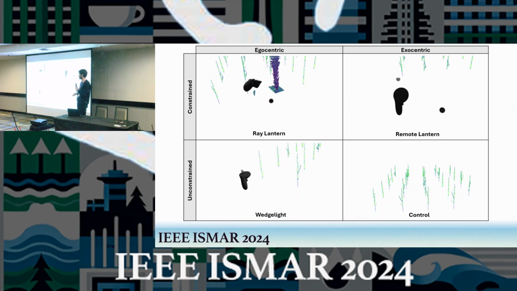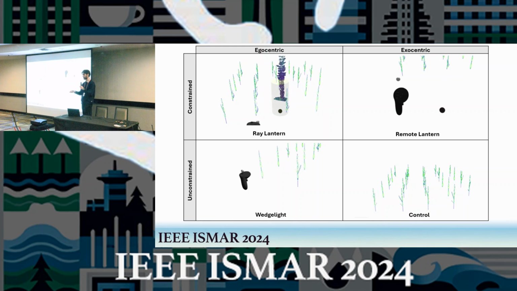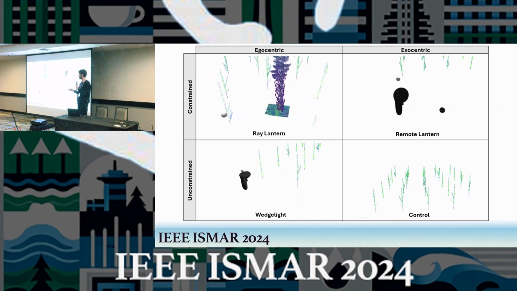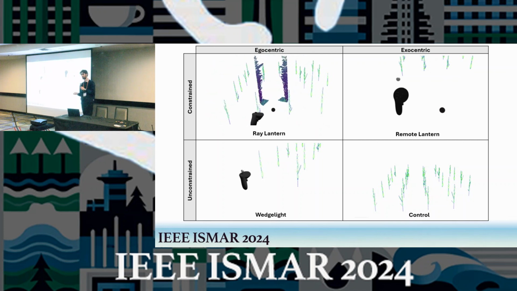So the first of these was ray lantern, lantern for its cylindrical shape, which suited the radiata pine we were assessing. Ray, as it's controlled by a raycast projected from the user's controller. Users can scale the focus size up and down discretely, which flashes up a transparent mesh, and can also lock the focus in place using the grip trigger.